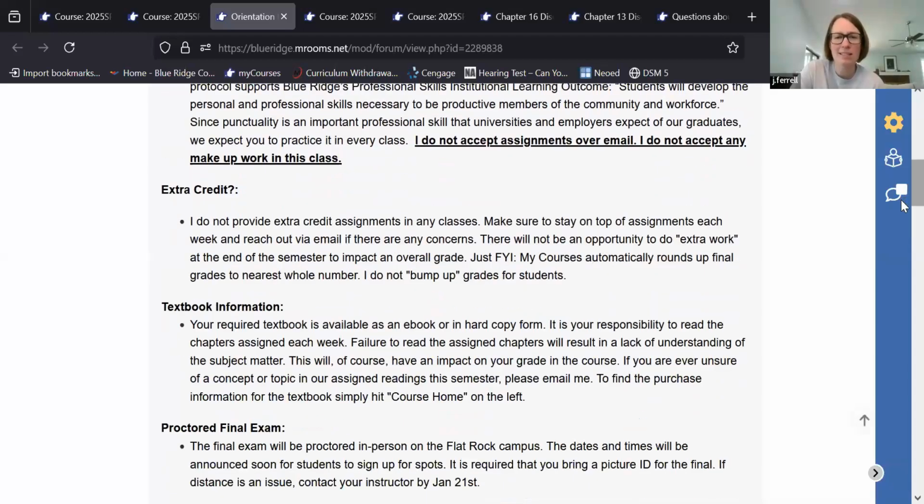If you don't turn it in like you're supposed to at the time you're supposed to, I'm not taking it. I added this one this semester because I got sick of students asking me to bump up their grade. I want an A. So I tell them up front, I don't give extra credit assignments. Whatever your grade is, you earned it. I'm not giving you a bump up.